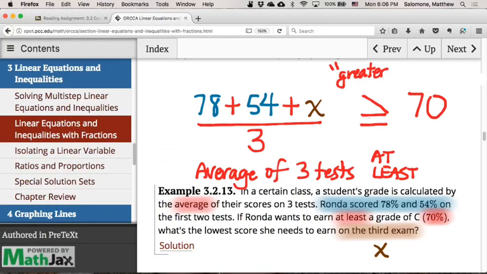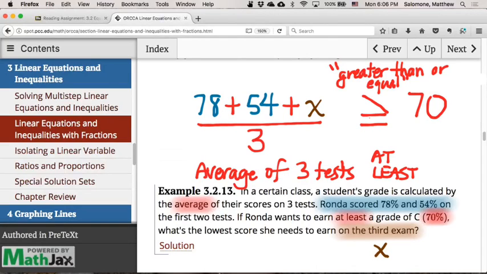So that's what makes this an inequality problem. I don't need my average to be 70, I just need it to be 70 or more, right? Greater than or equal to. And so it turns it into an inequality problem. And because my problem is an inequality, its solution will also be an inequality, right?